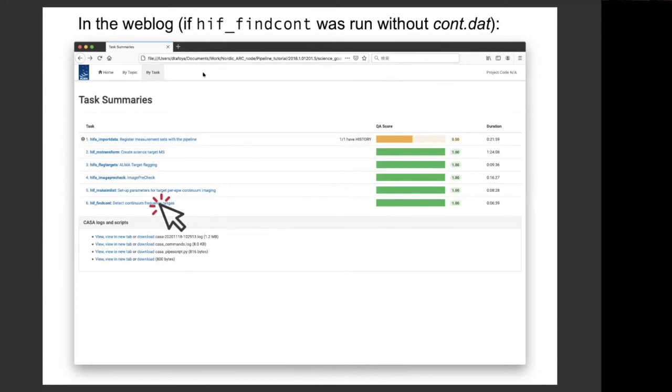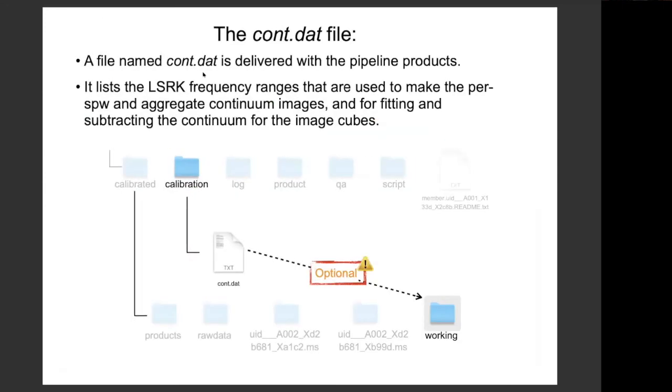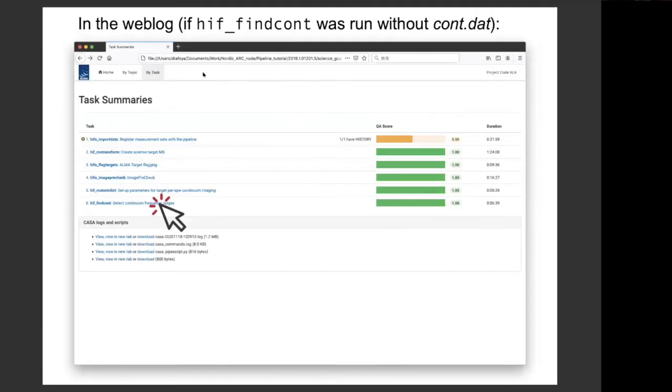If you use this option that you copy the file, then in your web log you will just have the step, the find cont, but it will not show the spectrum showing the continuum ranges. But if you run it without that file, then in the web log you would be able to see the spectrum, and it will show you the velocity ranges or the frequency ranges where the continuum was found. So I will show you here how it would look if you run the find cont without the cont.dat file.